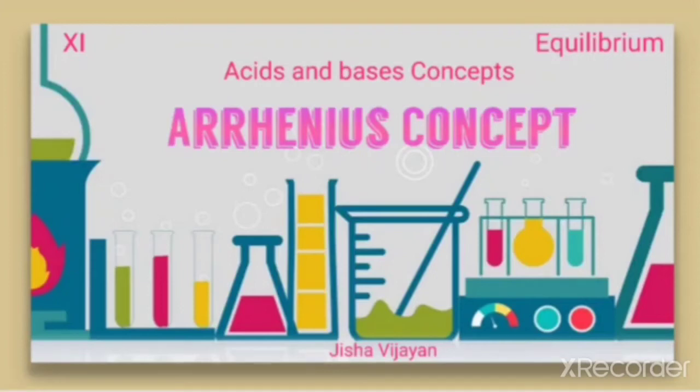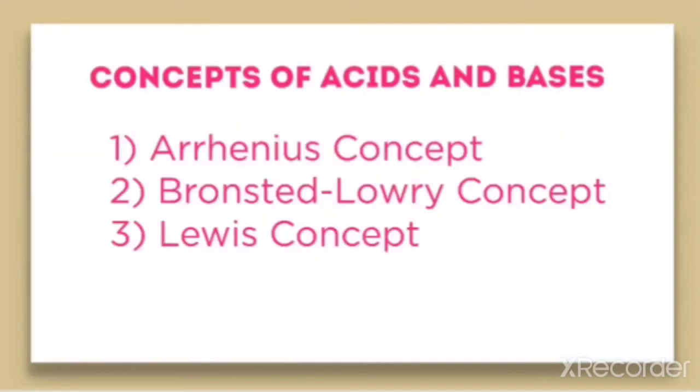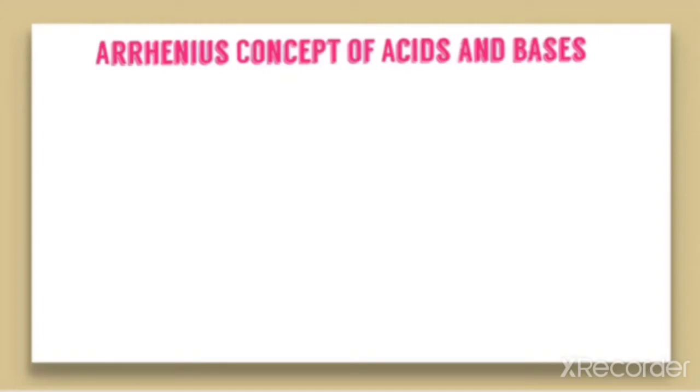Hello students, in the previous video we discussed the introduction part of acids, bases and salts, which is quite familiar to you. Now we need to discuss some of the new theories of acids and bases. The main three concepts are the Arrhenius concept, the Bronsted-Lowry concept, and the Lewis concept. We need to discuss these in detail. In this video we are going to discuss the Arrhenius concept of acids and bases.